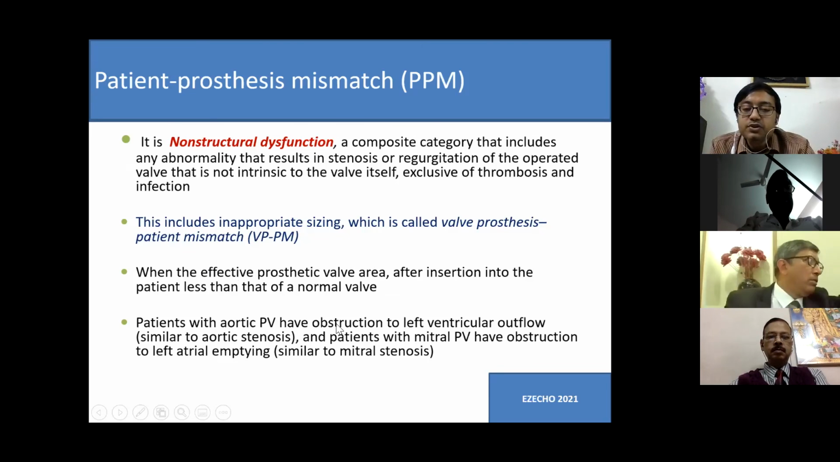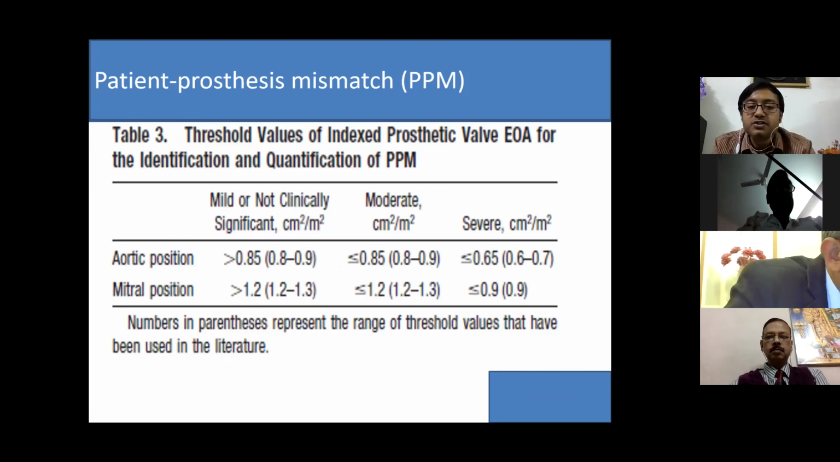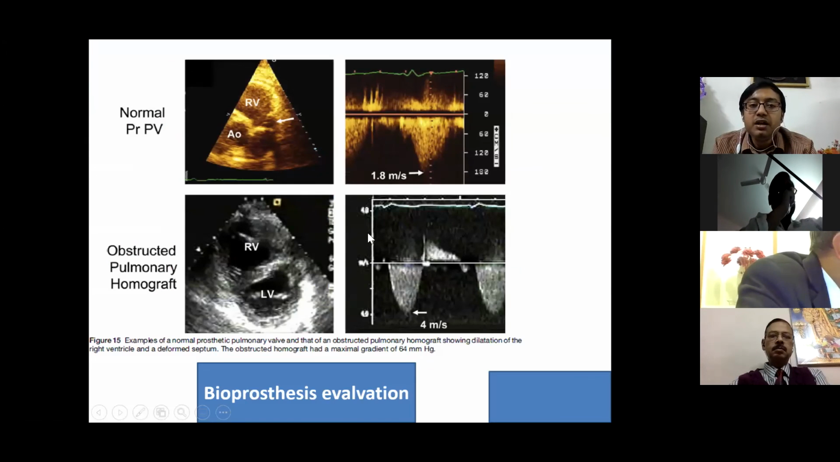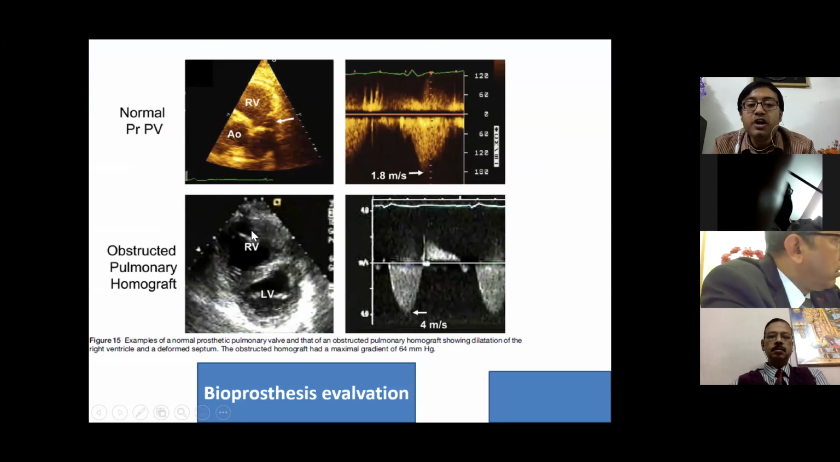Patients with an aortic prosthetic valve have obstruction to the LV outflow similar to aortic stenosis, and patients with a mitral prosthetic valve have obstruction to left atrial emptying similar to mitral stenosis. So all these together fall into the category of patient prosthetic mismatch. So it is not only undersizing, but other factors can also be kept in the same category. These are the threshold values for indexed prosthetic valve effective orifice area. This is a pulmonary homograft that shows increased velocity. This is a normal transvalvular gradient of 1.8 and an increased gradient of 4, showing a dilated left ventricle, obstructed pulmonary homograft.